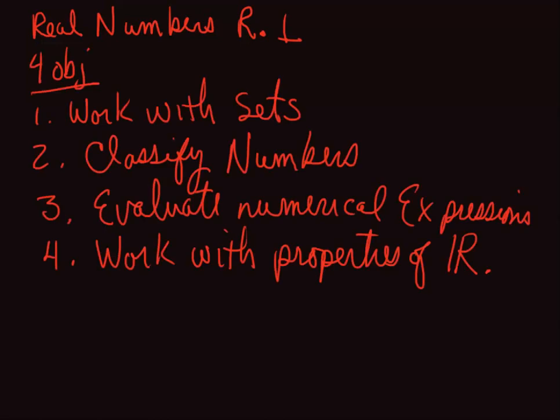Okay, this is college algebra. Review section 1. There are 4 objectives in this section. The first one is to work with sets. The second one, classify numbers. Third one, evaluate numeric expressions. And the fourth one, work with properties of the real numbers.